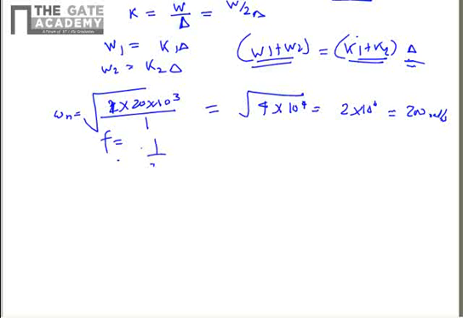And what is the frequency? It is omega by 2 pi, so 200 by 2 pi, that is 100 by pi. So this is one of the options. It is roughly around 32 hertz. This is the correct answer.